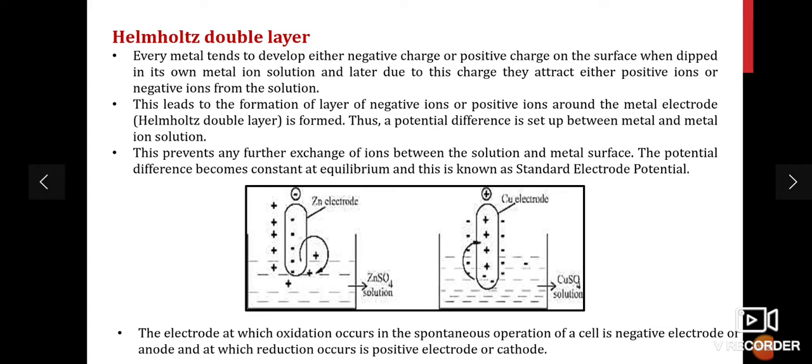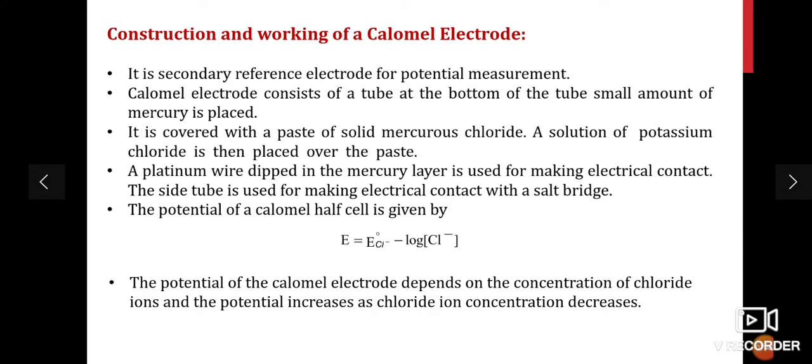The electrode at which oxidation occurs in the spontaneous operation of a cell is the negative electrode or anode, and where the reduction occurs is nothing but the positive electrode or cathode. And we are going to see the calomel electrode, types of electrodes. So, types of reference electrodes.